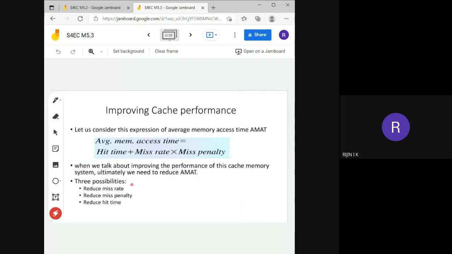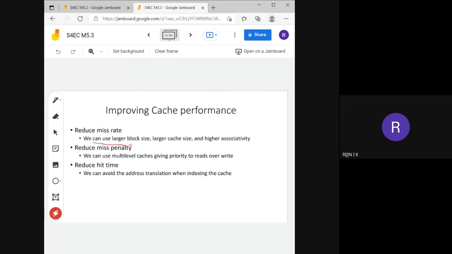Mainly, you need to remember these three points: reducing miss rate, reducing miss penalty, and reducing hit time. How will we reduce the miss rate? By using larger block size, larger cache size, or higher associativity. To reduce miss penalty, you can use multi-level cache or give priority to read misses over writes. To reduce hit time, we can avoid address translation when indexing the cache, and for that we can use virtual cache. So these are the different techniques.